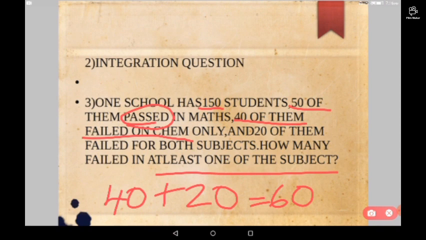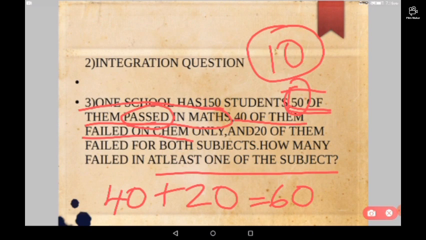Then 50 of them passed in maths, and 40 of them failed in chemistry only. These 40 passed in maths, so we can exclude them from the 50 who passed in maths. Altogether only 10 of them passed the examination, so the total students who failed in at least one of the subjects will be 140. You can comment below if you got any other answer. This is a question which will feel a bit confusing, all these passed and failed concepts.